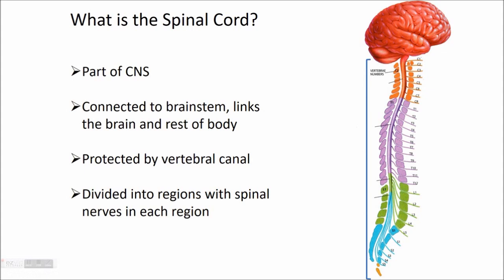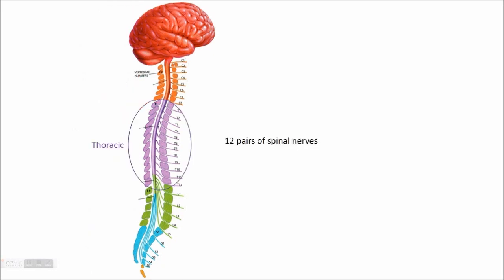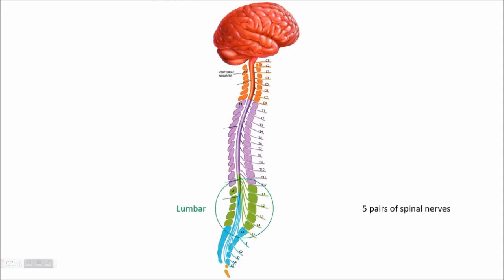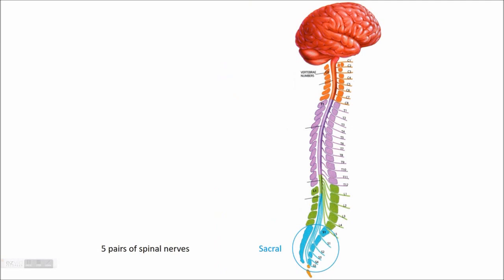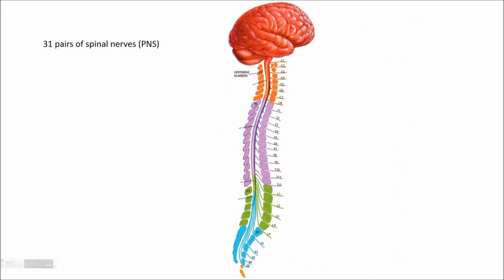Now the spinal nerves of each region come in pairs at each level. So when we talk about spinal nerves, there's a spinal nerve for the left side and the right side of the body. So we have the cervical area of the spinal cord with 8 pairs of spinal nerves, the thoracic area with 12 pairs, the lumbar area with 5 pairs, the sacral area with 5 pairs, and the coccygeal area with 1 pair of spinal nerves. So altogether, we have 31 pairs of spinal nerves in the peripheral nervous system, and they are a link from the periphery of our body to the brain.